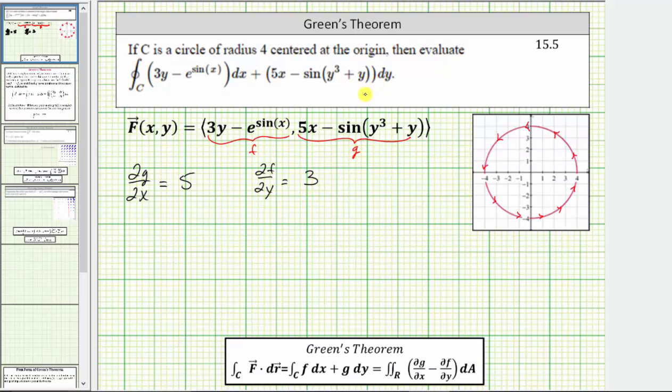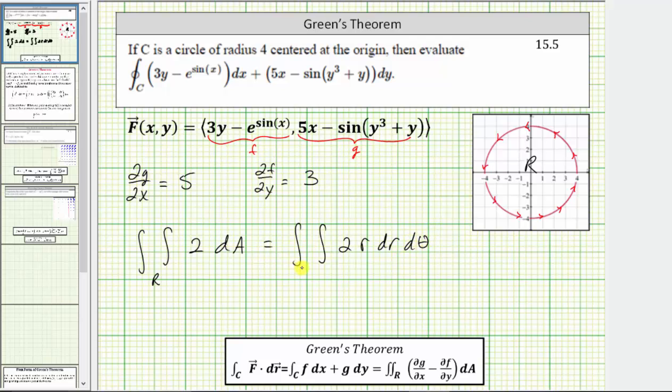Which means the given line integral is equal to the double integral over the region R of, notice how this difference is just 5 minus 3, which is equal to 2. Then we have differential A, and the region R is this region here, and because the region R is a circle, it'll be easier to evaluate this using polar coordinates. When using polar coordinates, differential A is equal to r dr d theta, which means this is equal to the double integral of 2r dr d theta.